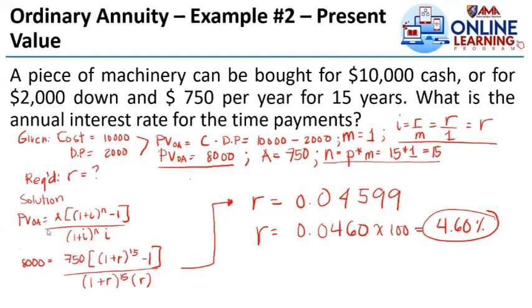So the solution: PVOA is equal to A times the quantity of 1 plus i raised to N minus 1, all over 1 plus i raised to N times i. Our PVOA is 8,000, our A is 750, our i is R, and our N is 15.